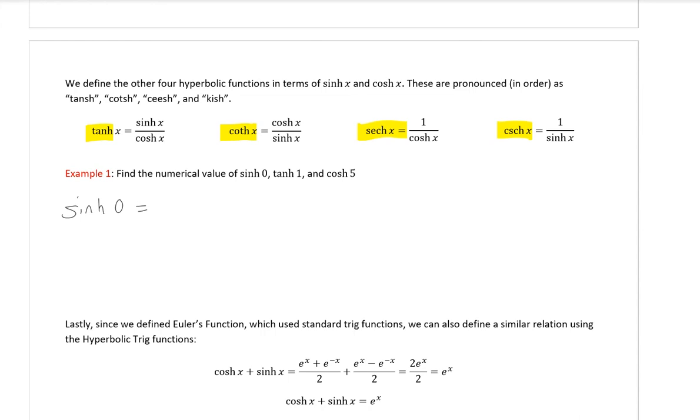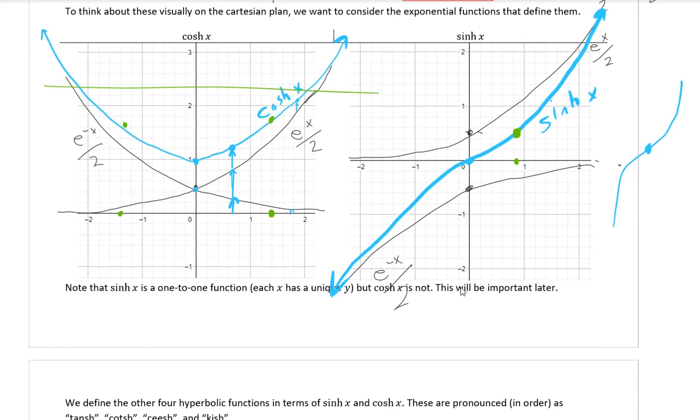Well, I know that sinh is defined as e to the x, which in this case is 0, minus e to the negative x, which in this case is still 0, divided by 2. Well, e to the 0 is known as 1, e to the 0 is still known as 1, so it's 1 minus 1 over 2, otherwise known as 0. So sinh of 0 is 0, which we already know because we graphed that earlier. Sinh of 0 is 0.